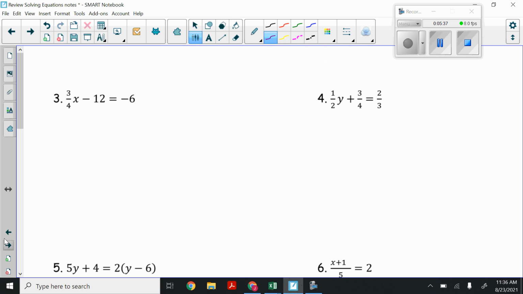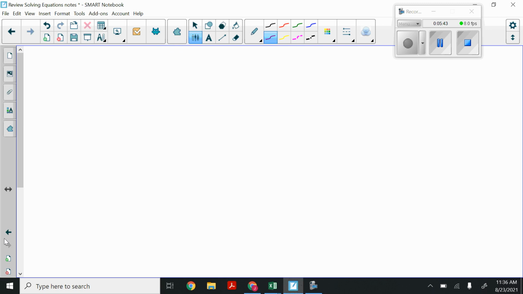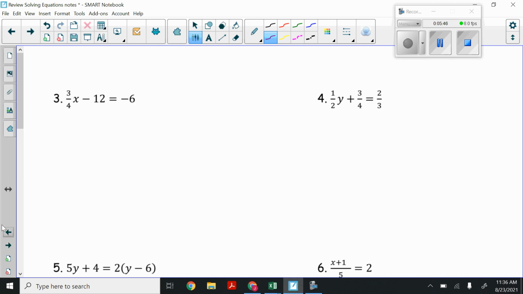So number 3, 3/4 x minus 12 equals negative 6. So first thing I need to do is get rid of the negative 12. So it is being subtracted. So the opposite of subtracting is add. So I'm going to add 12 to both sides. So on this side I'm left with 3/4 x equals, so now negative 6 plus 12 gives me a positive 6. I have a fraction, 3/4 x.